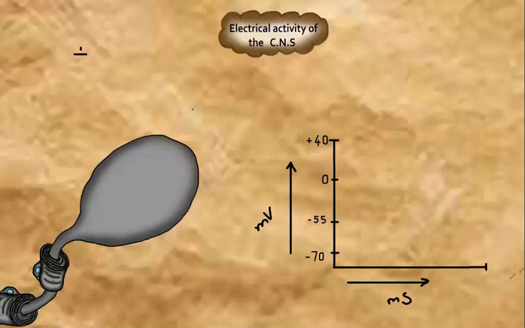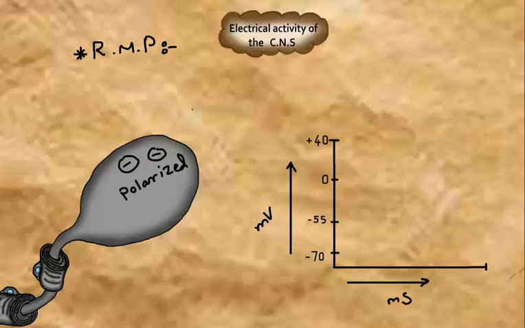In this video we will be using this graph and taking millivolts and milliseconds as our units of measurement. The resting membrane potential is a feature of all body cells, and it's the difference in electrical potential between the inside and outside of the cell membrane when the cell is at rest. The cell membrane has a negative charge from the inside, and we say that the cell is polarized, and it has a positive charge on the outside.